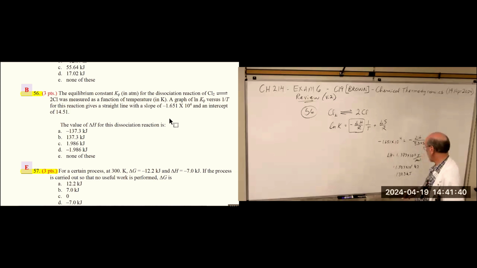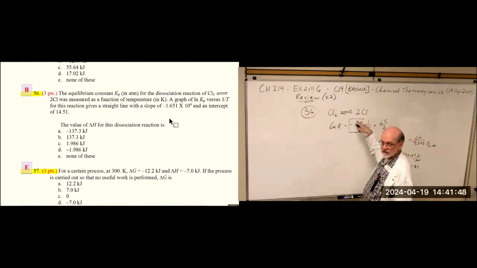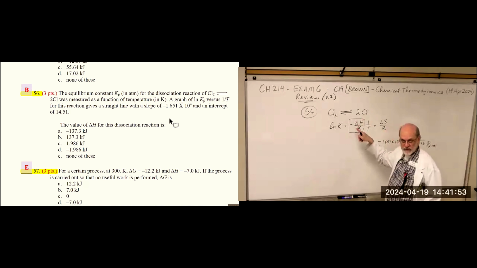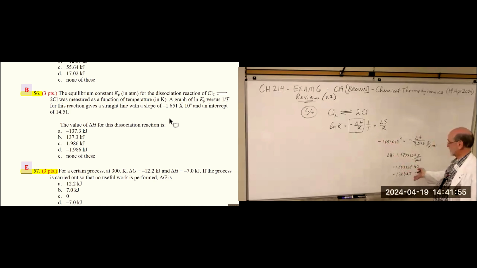And it's positive. So for this reaction, we had to put energy in to make that transition. Energy had to go in to break that bond and make these two free atoms. So that makes sense.